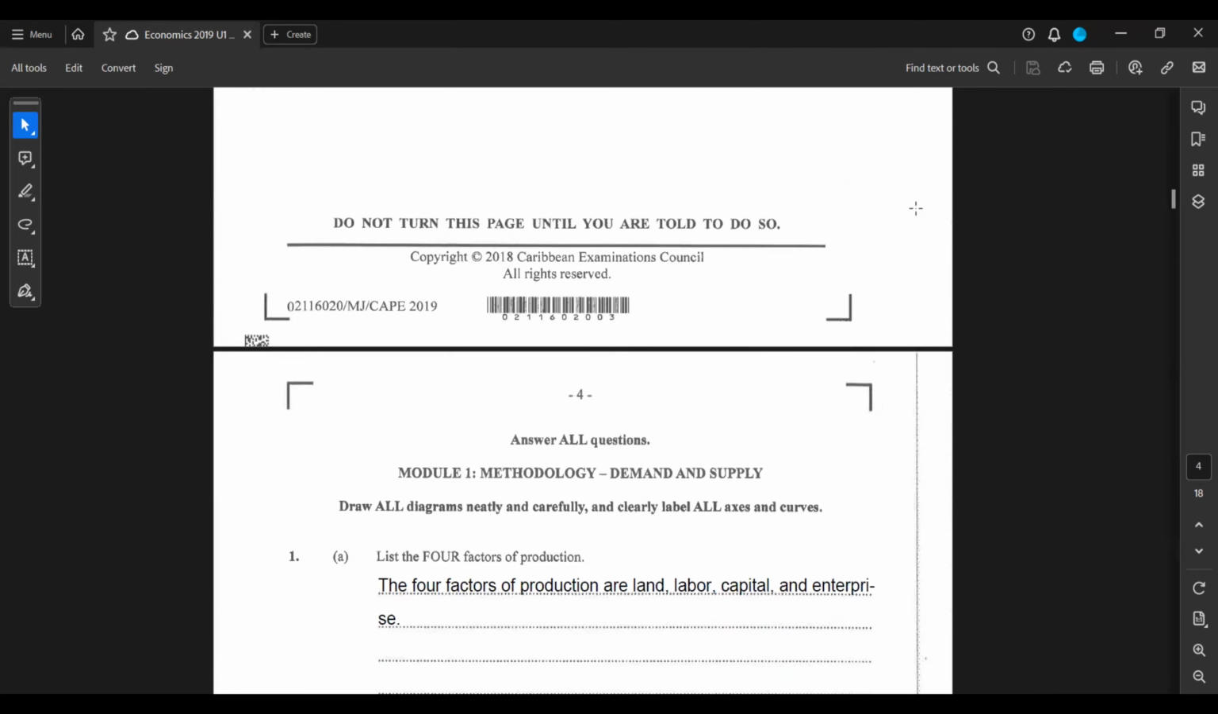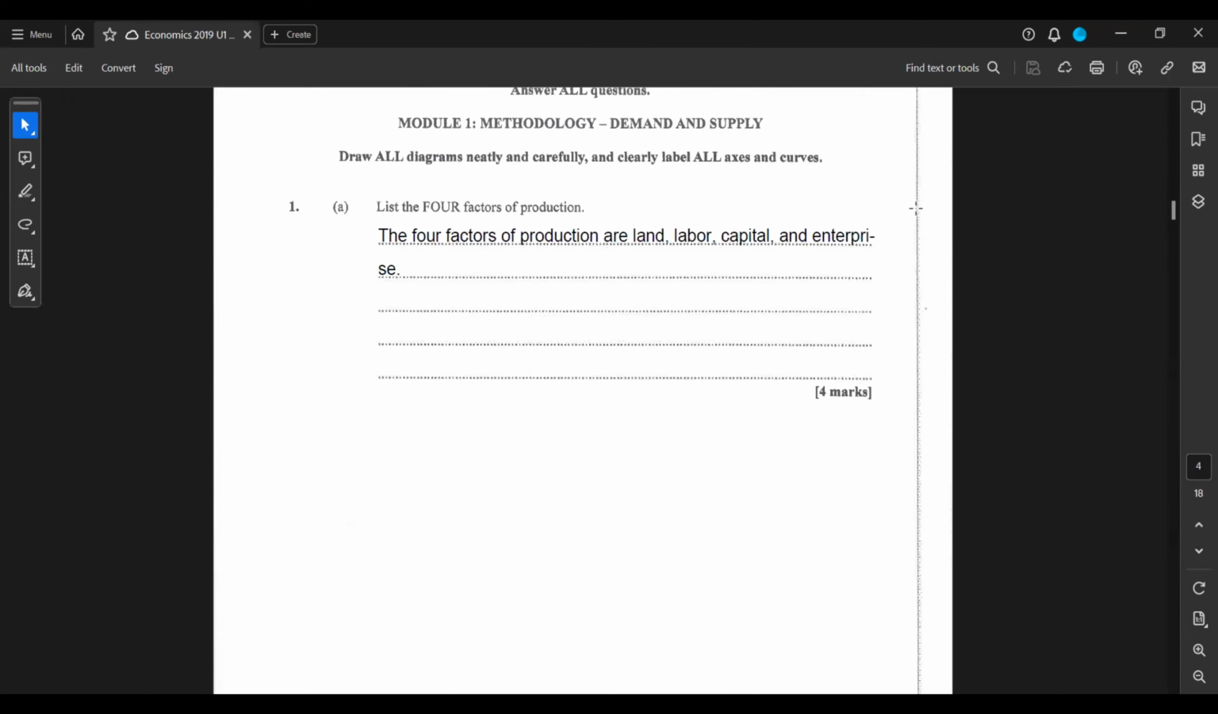Module 1, Demand and Supply. 1A, list the four factors of production. The four factors of production are land, labor, capital, and enterprise, or entrepreneurship.